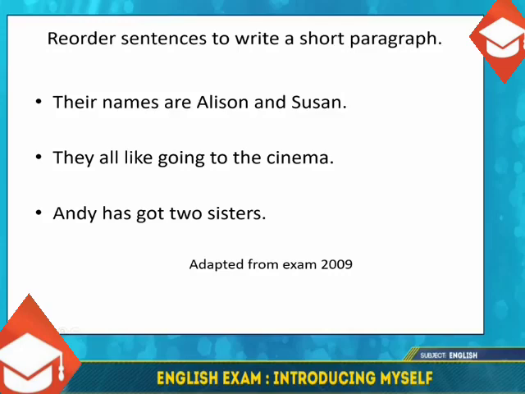So now let's put the sentences in order. Sentence number 1 is, Andy has got 2 sisters. Sentence number 2 is, their names are Alison and Susan. And sentence number 3 is, they all like going to the cinema.